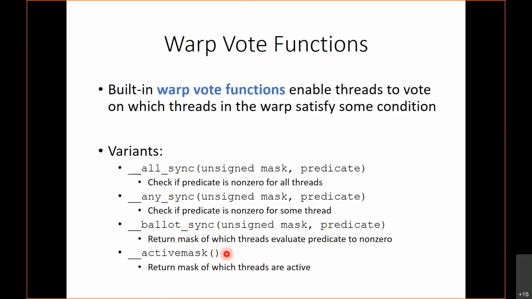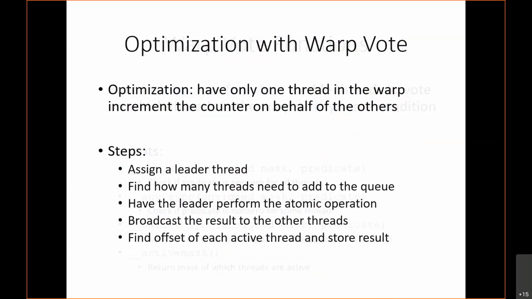One thing that we saw that we can use warp vote functions for is whenever we want the threads in the warp to communicate, to have one thread do something on behalf of the others. An example of that was adding some elements to a queue, where we wanted to increment some counter. Rather than having each thread increment the counter, we can have one thread in the warp increment the counter on behalf of all the others, and then each thread can figure out which slot in the queue it should take from among the ones that the leader thread allocated. We saw the different steps for doing this. We assign a leader thread, then we figure out how many threads we need to add to the queue. Then the leader thread does the atomic operation, and then it broadcasts the result to the other threads.